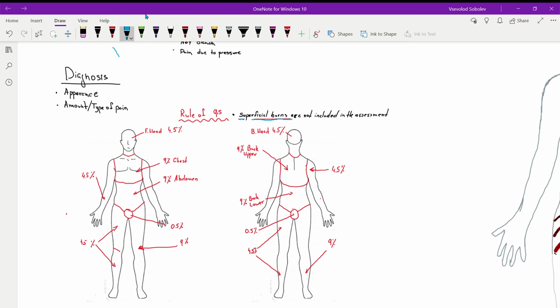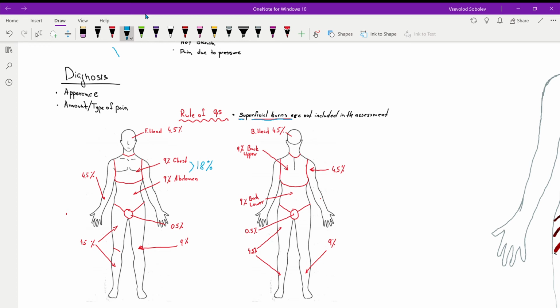Alright, so you have to memorize this. If the head is burned, just the face, it's 4.5%. If it's the upper chest, it's 9%, and if it's the abdomen front, it's 9%. So together it is 18%. Just the front chest and belly would be 18%.